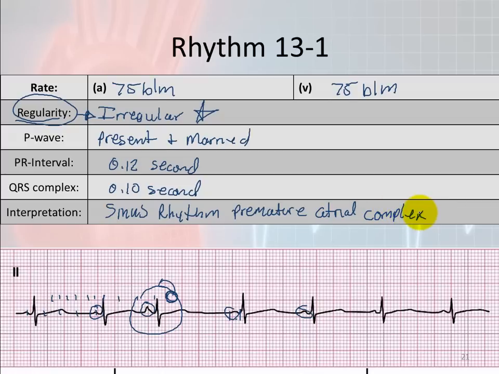Does this have a compensatory or a non-compensatory pause? Well, we can kind of figure that out. If we look down here, you can see it occurs here. So here's 1, 2, 3, 4 boxes, I'm estimating. If you have calipers, you can do this really well. So 1, 2, 3, 4 boxes is supposed to be the next one, and we keep counting. 1, 2, 3, 4 boxes. Okay, well, I started with the QRS complex. It looks to me that this is actually a non-compensatory pause.